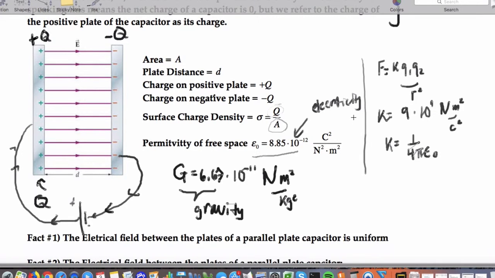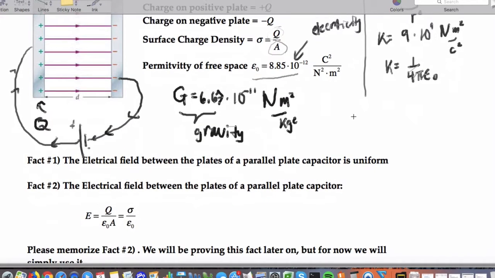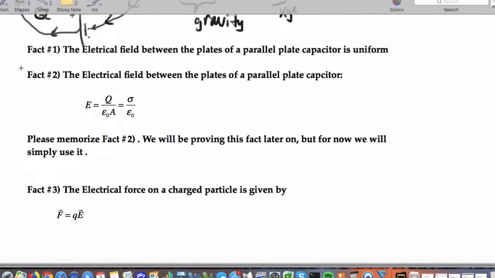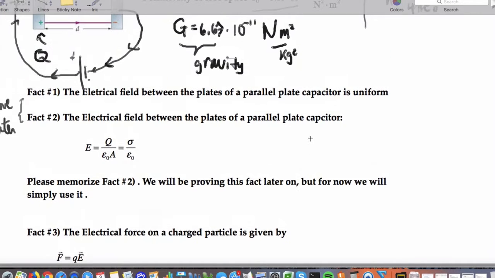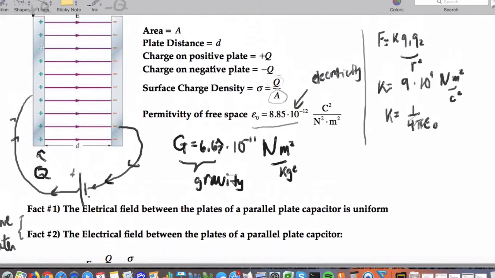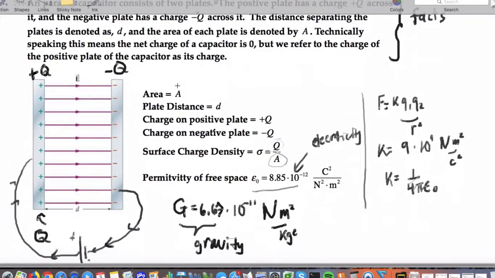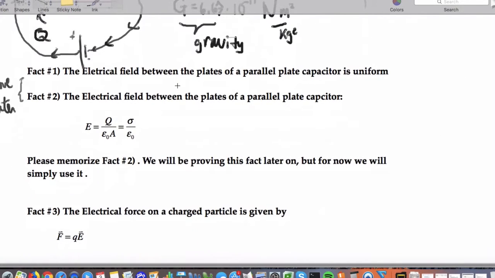Okay. Now, here are some facts that we need to get clear on. These are just facts that we're going to state for now. These are all facts that we are going to prove later. So the first fact, 1 and 2, we're going to prove these later. For now, please memorize that the field in between these plates is always uniform. And the electric field between these plates is defined as this quantity here. And here's the analogy that we're going to draw.